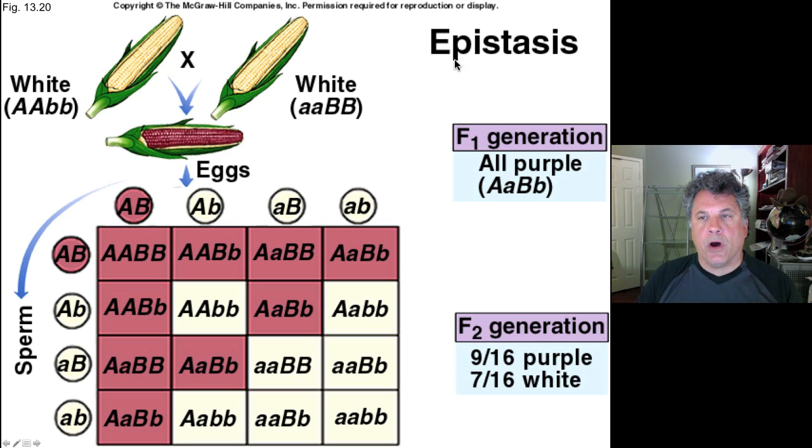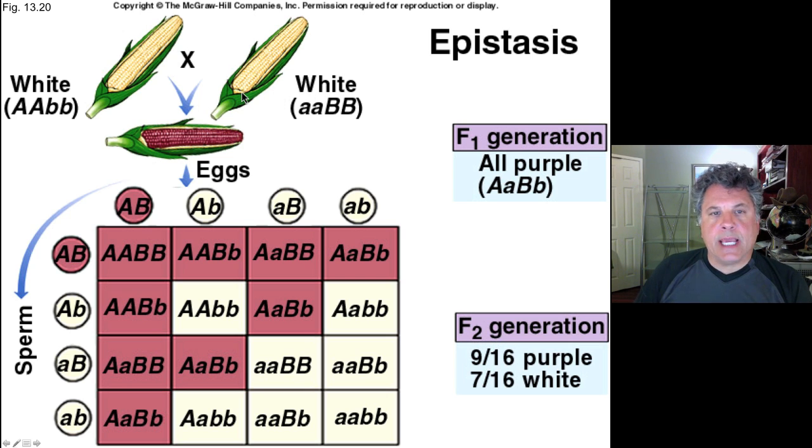Epi means upon, and stasis means to kind of stand. So epistasis is the standing upon of one gene standing upon the actions of another gene. Consider the following situation. Here we have two strains of corn plants, each of which have white kernels. We'll call them the white strains.